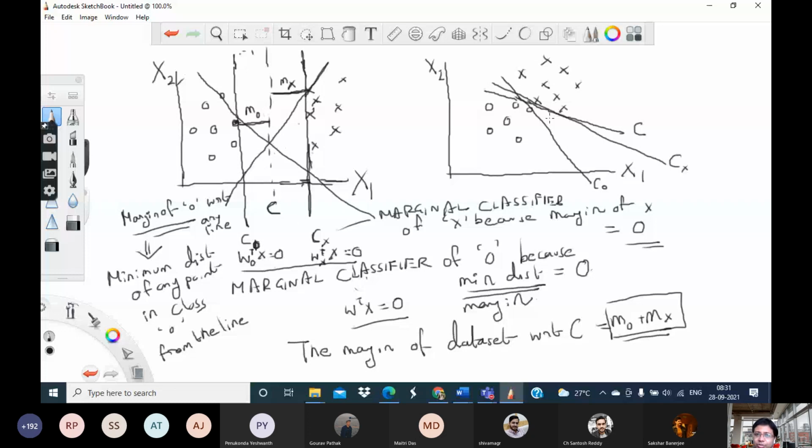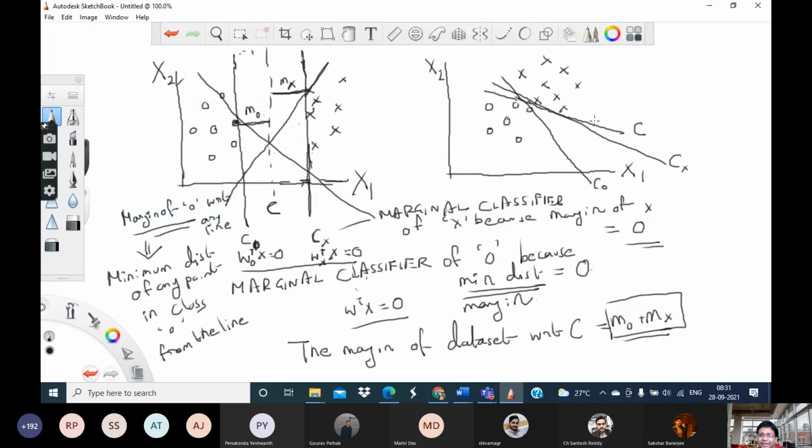Similarly, in this case also, these are two marginal classifiers which I have suggested. There can be other marginal classifiers also, probably fewer than in this one, because, as someone already pointed out, here the gap is wider, and here the gap is very narrow.